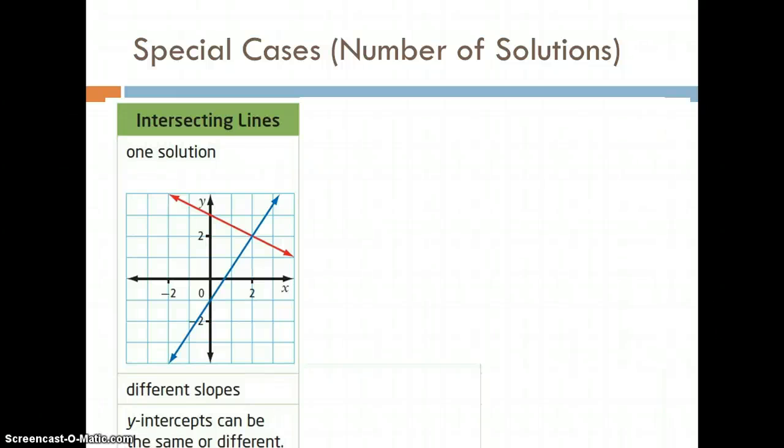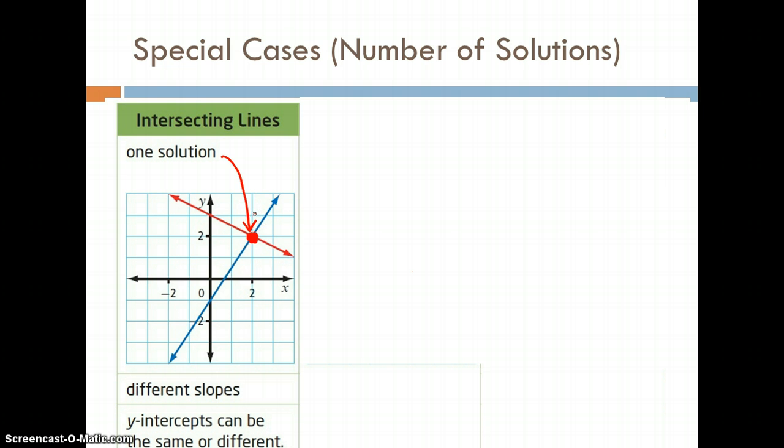All right, so we talked about substitution and elimination, solving systems of equations, and now just to cover all our bases, we want to look at what could happen. These are special cases for systems of equations. The situation you see currently is intersecting lines, lines that are going to meet. One solution means, remember, we're looking for where the two lines intersect.